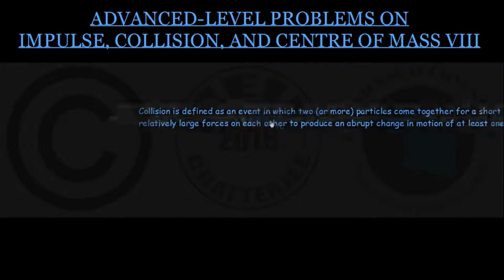time in solving them. A few words about the technique of solving problems on collision. The definition of collision taught us earlier that it's an event in which two or more particles come together for a short time and exert large forces on each other. Because of the impulsive nature of the force of interaction between colliding particles, even though other forces like gravity or friction are present, you can almost always apply momentum conservation principle in problems on collision.